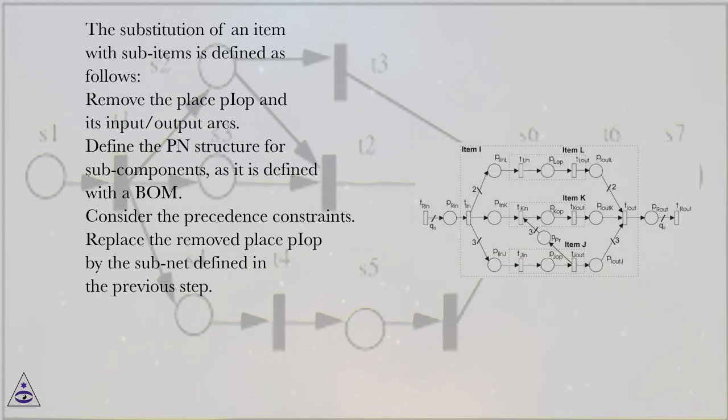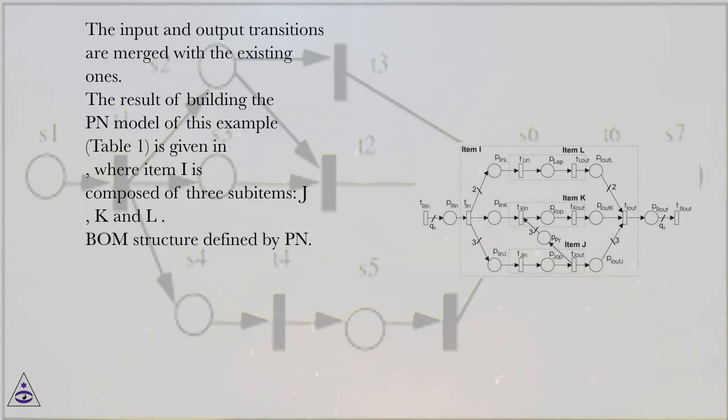Consider the precedence constraints. Replace the removed place PI up by the subnet defined in the previous step. The input and output transitions are merged with the existing ones. The result of building the PN model of this example, Table 1, is given in, where item I is composed of 3 subitems, J, K and L. BOM structure defined by PN.